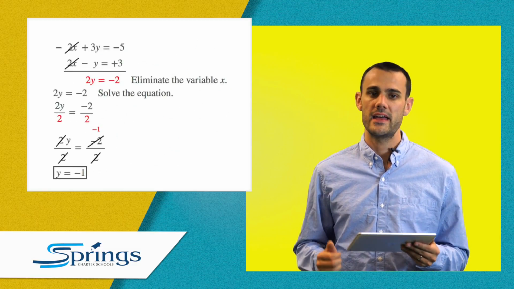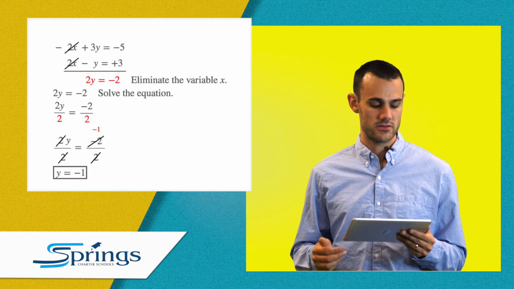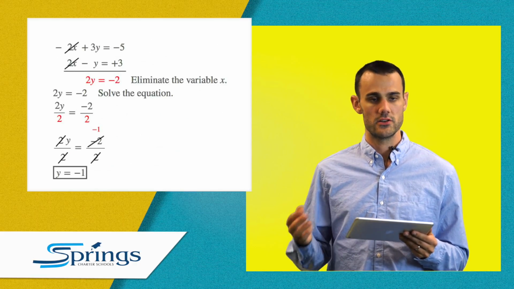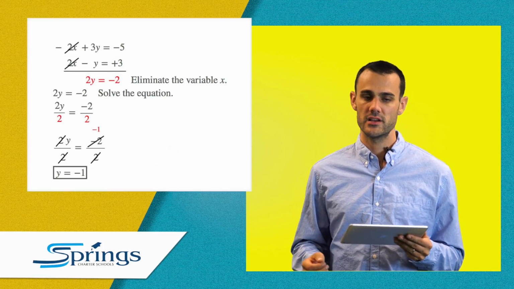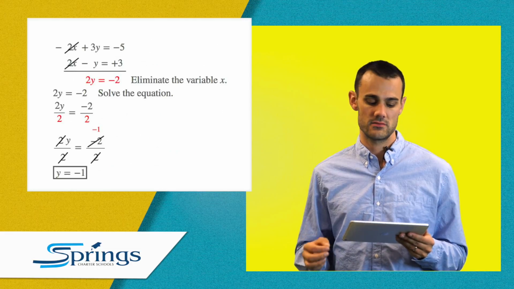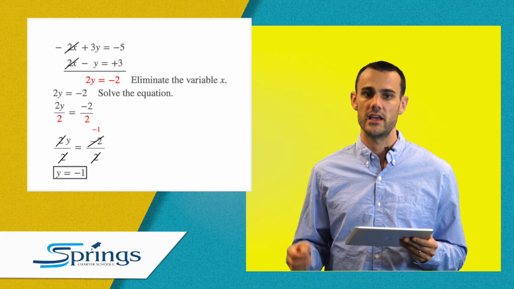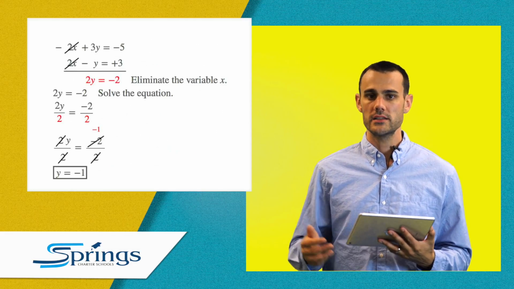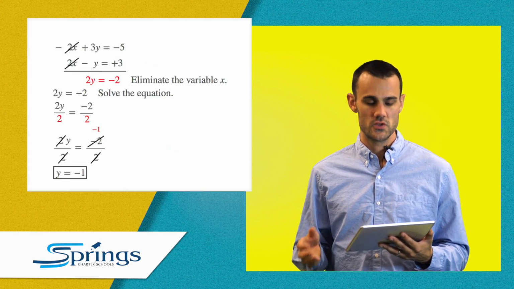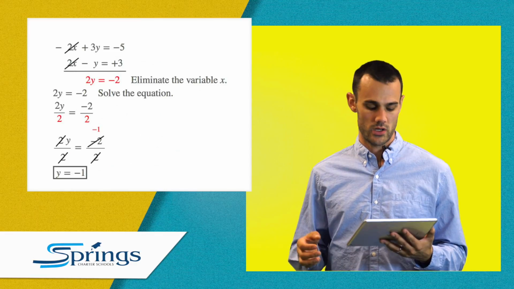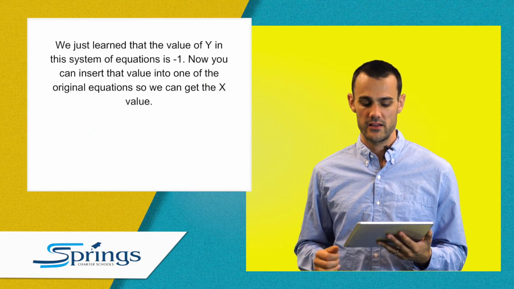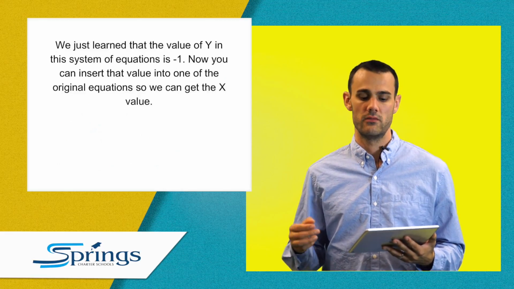So here we've eliminated the x variable, and negative 2 plus positive 2 is just 0. 3y minus y gives us our new 2y, and negative 5 plus 3 gives us negative 2. So our equation currently reads 2y equals negative 2. And we're going to go ahead and simplify and solve for y. In this case we divide both sides by 2, which gives us the value of negative 1 for y. So we just learned that the value of y in the system of equations is negative 1.